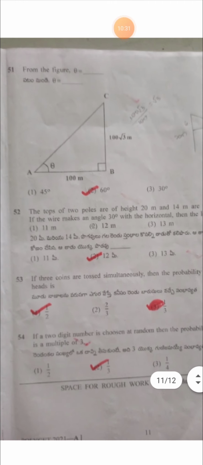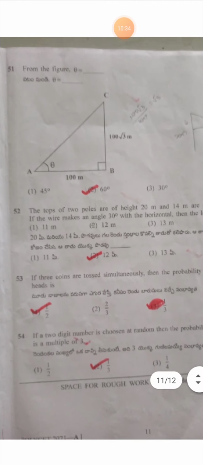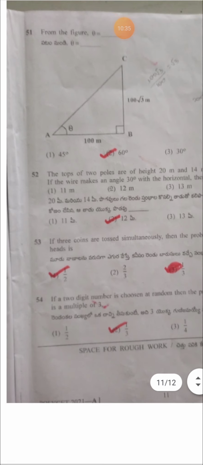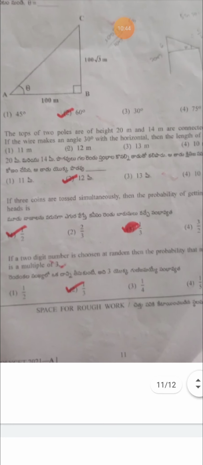From the figure, what is the theta value? Directly you can say it is 60 degrees. 100 root 3 by 100, 100 cancels, root 3, so tan 60 is root 3. The tops of two poles are 20 and 40, so one side is 6, and the slant height we need, 30 degrees is the angle. So sin 30 you can take, sin 30 is equal to 3 by x. If you do that, 1 by 2 is equal to 3 by x, x is equal to 6.